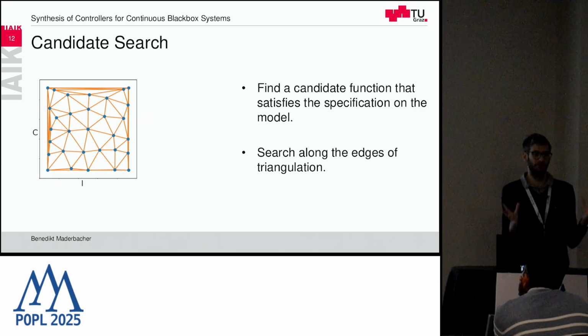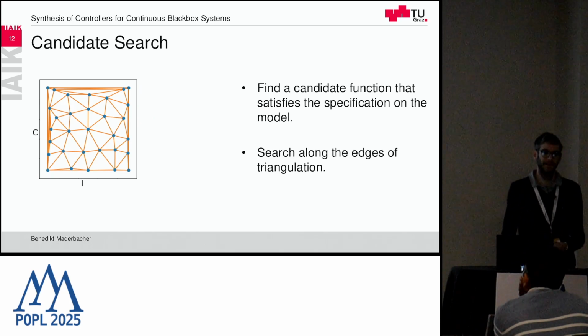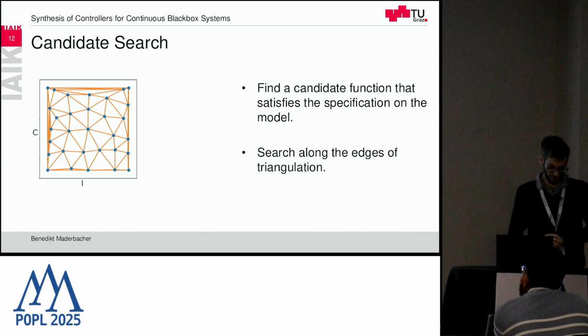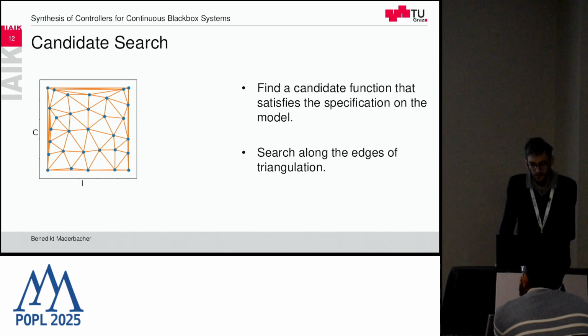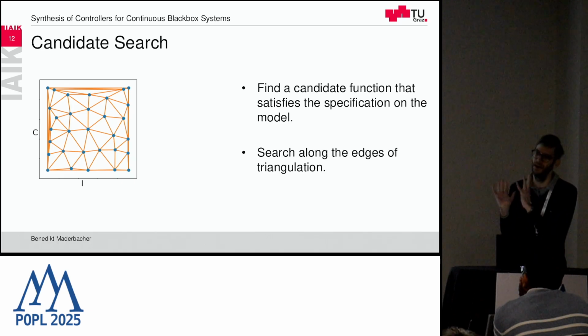So now that we have a model after a few iterations, we should find our candidates. And for that, we're restricting our search here to edges of our triangulation.